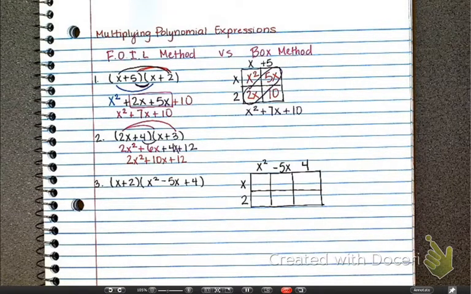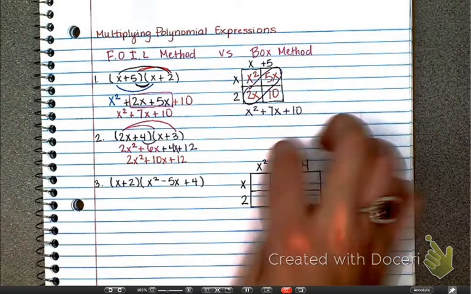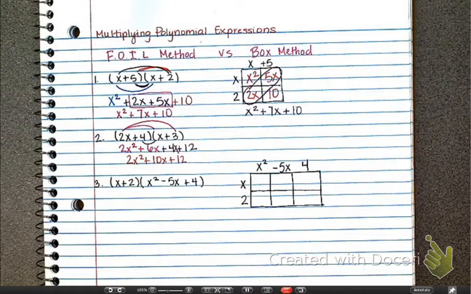Does it matter which way you do the box? No, so if you did the box vertical and you have a 2 on top and the 3 on the side, that's fine too. I just like to save space if I can.